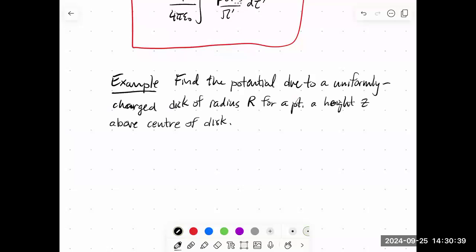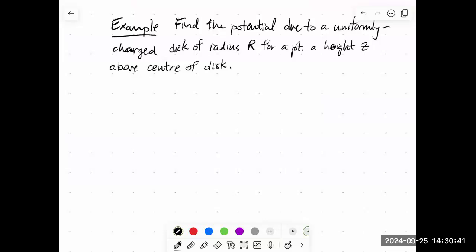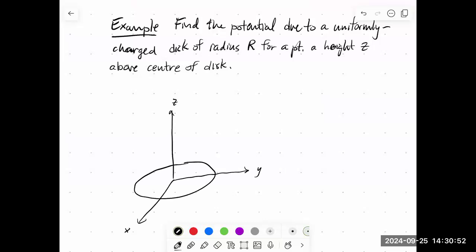So that's a mouthful. I'll draw it. What we would have is a disk, and then maybe our coordinate system is something like x, y, z. And we're going to have a point that sits here, and I want to know the potential at that point where it's a height z above this axis. We'll make our disk have radius capital R.